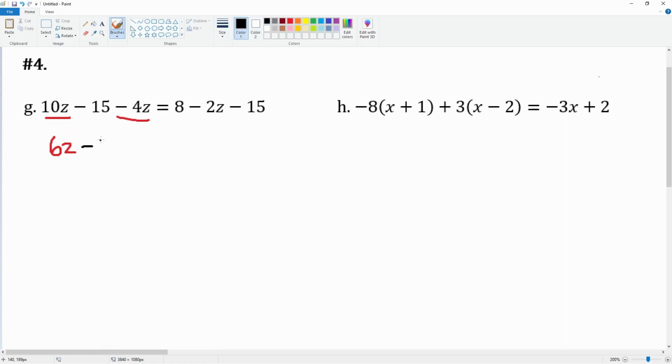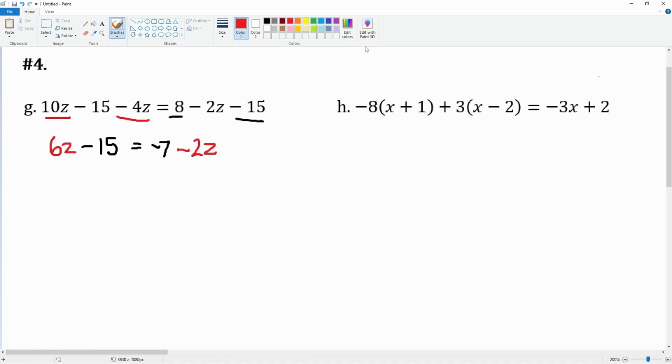Nothing happened to that negative 15. We bring that down. Then we have an 8 here and a negative 15. 8 and negative 15, that gets us a negative 7. We bring down the negative 2z. Now we can combine some like terms.